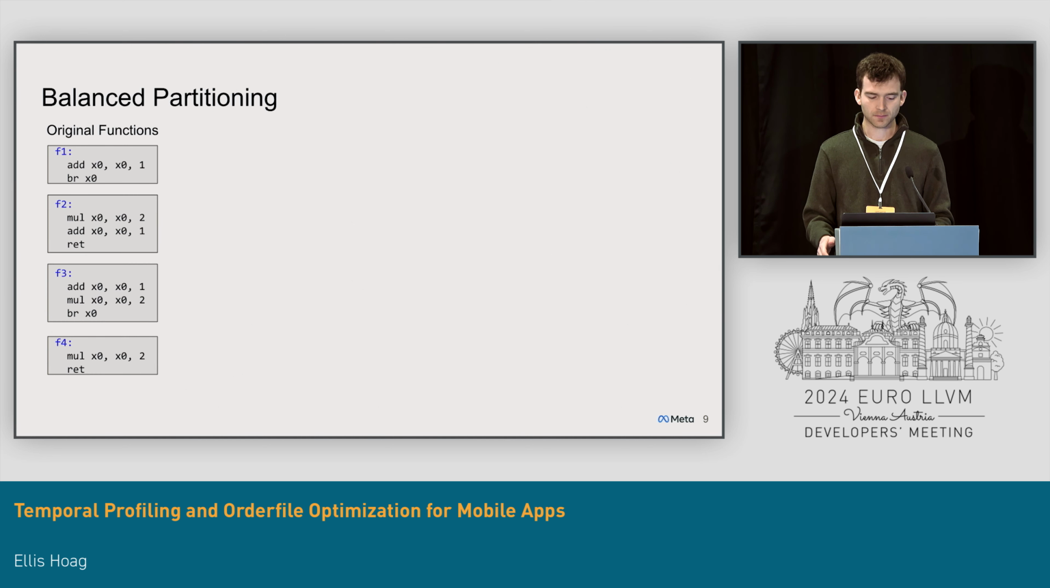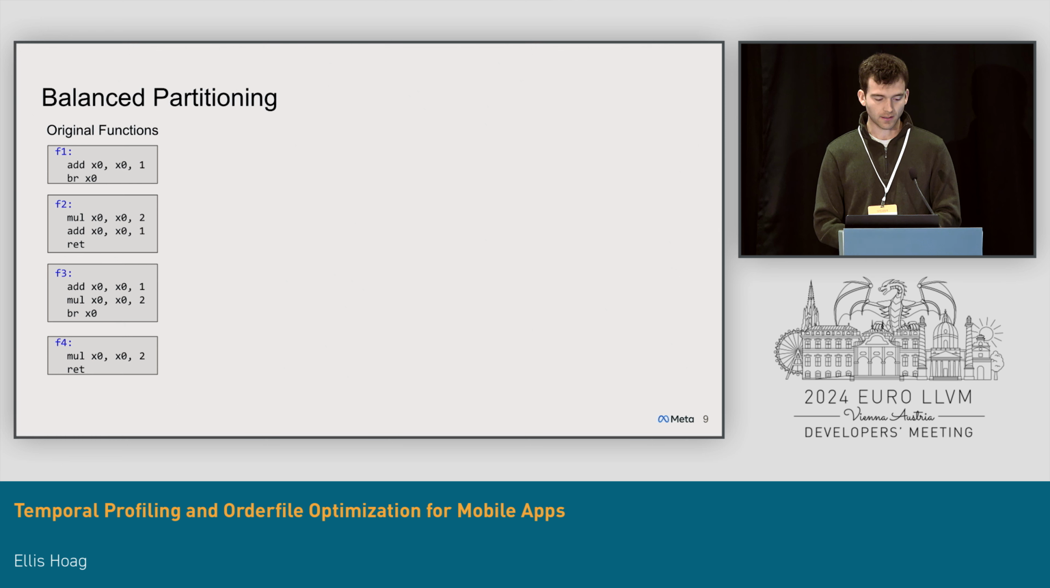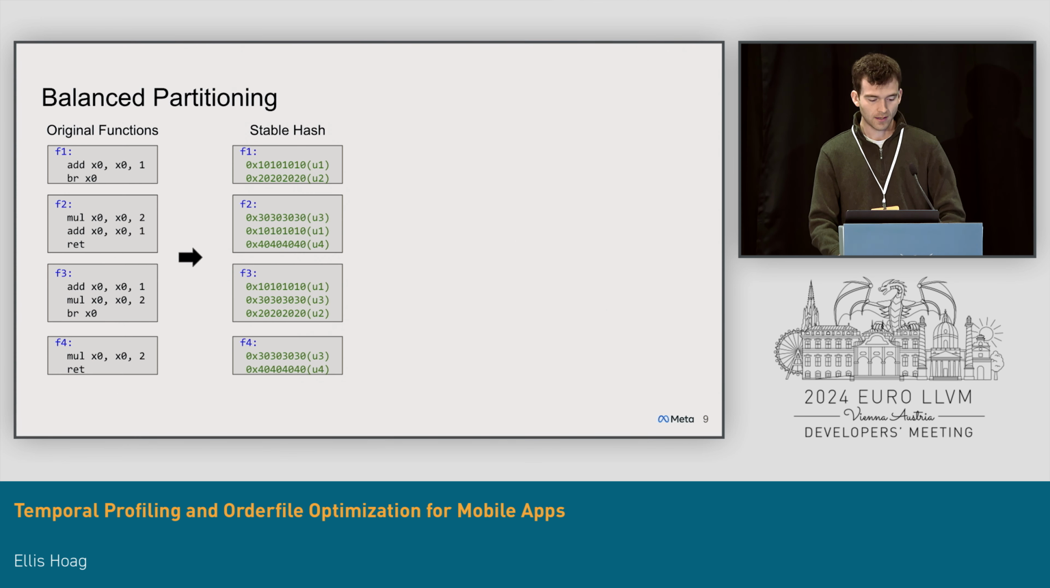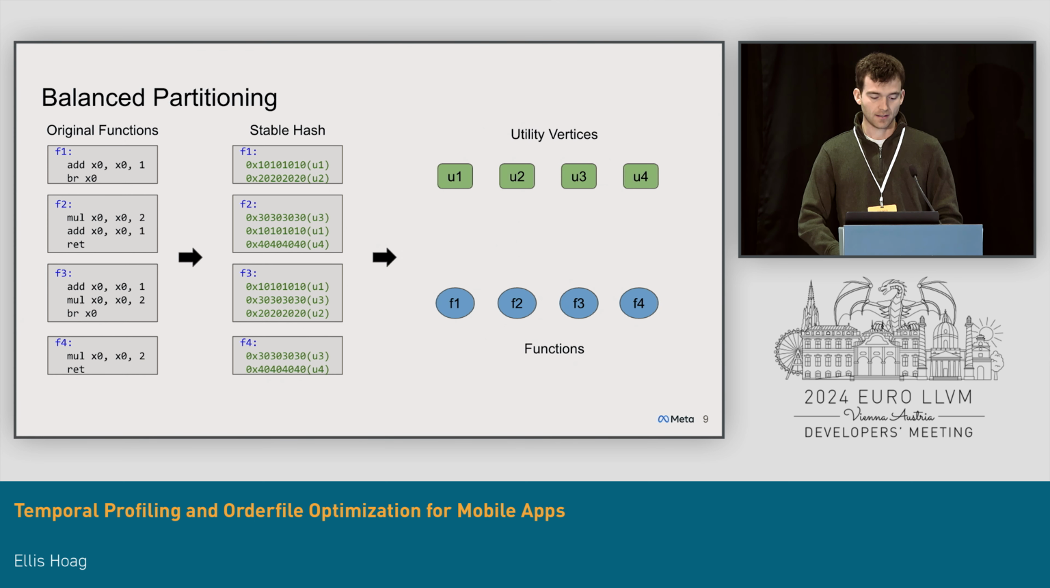So let's take a look at some of the details of balanced partitioning. Here we have a couple of functions, each with some instructions. And for each instruction, we can compute a stable hash. Then we can create a graph where we have function nodes, F1 through F4, on the bottom. And then we have utility vertices at the top, where you have a single utility vertex for each unique stable hash that you have.